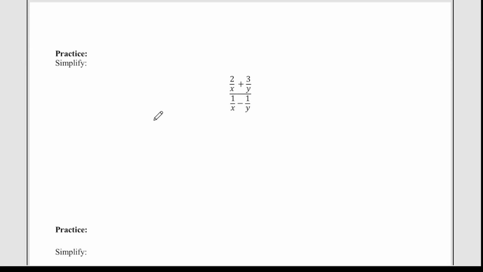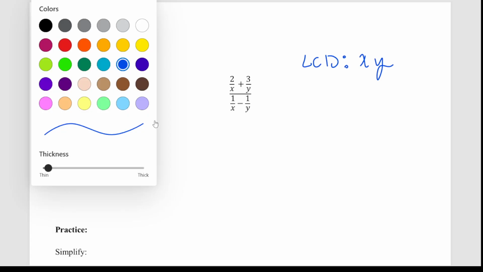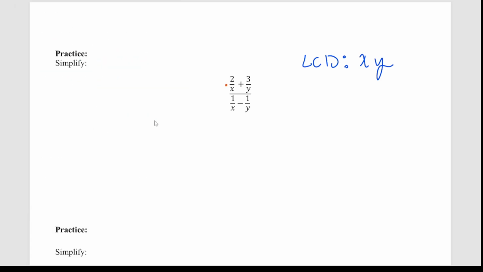So I'm going to go ahead and encourage you to pause your video and try this next one yourself, and then we'll go through it. So here, the least common denominator is going to be xy again. So in particular, I'm going to have to multiply every single term by xy. And you should have as many xy's written on here as you have terms.